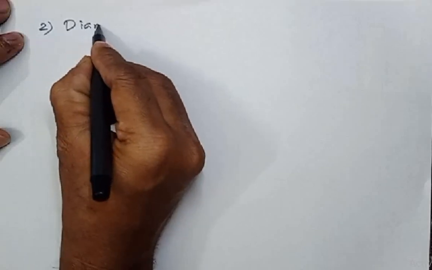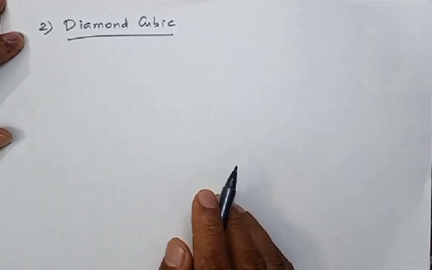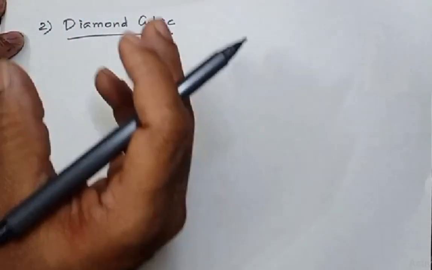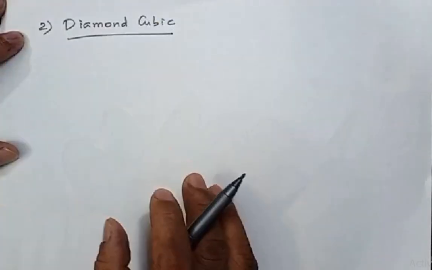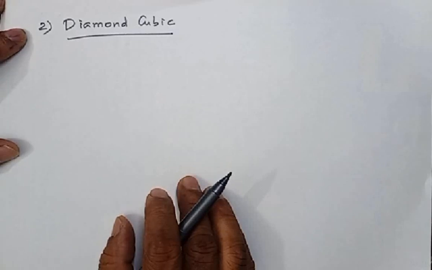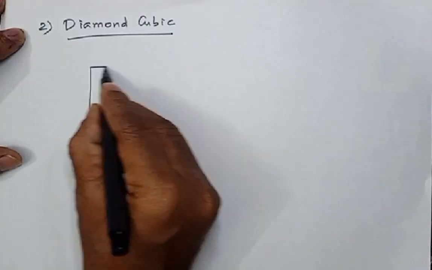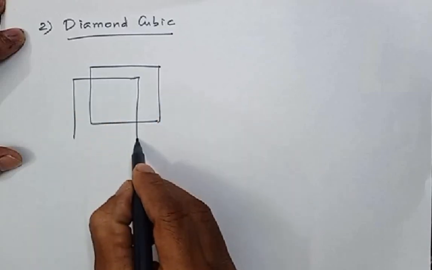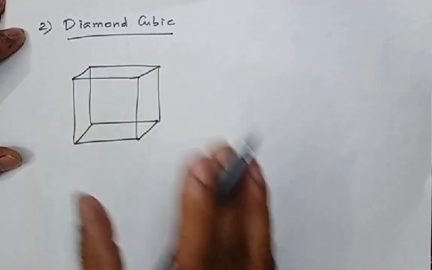So here, number 2, diamond cubic crystal. What is diamond cubic? It is actually cubic, right? But it has some special atoms present at different places. So diamond cubic is very special. What is diamond cubic? Listen, you take a cube. I am drawing a cube now, and I'll show you how the atoms are present in the diamond cubic crystal.